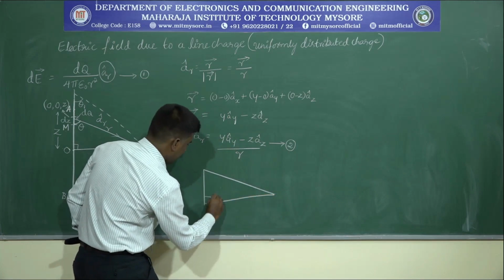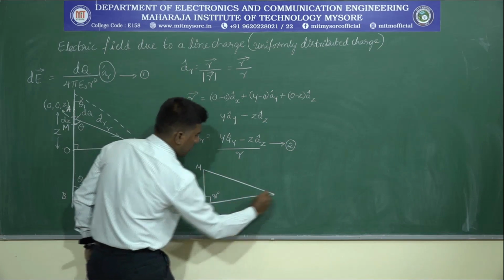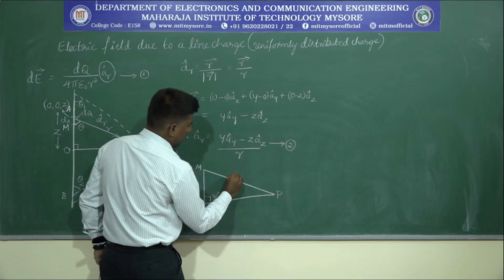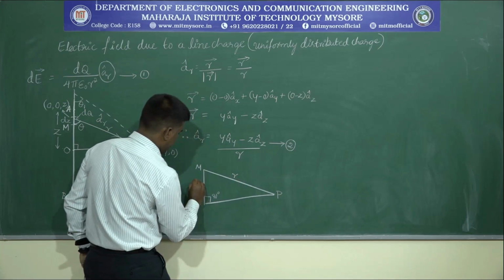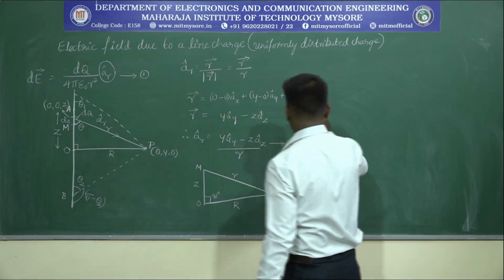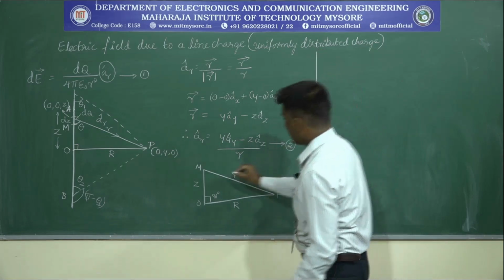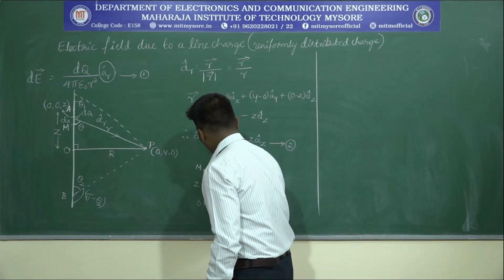Okay. This is 90 degree. This is M, this is O and this is P. What is this distance? R. This is Z. This is capital R. Let us write the trigonometric identities here. So trigonometric identity, this angle is theta.